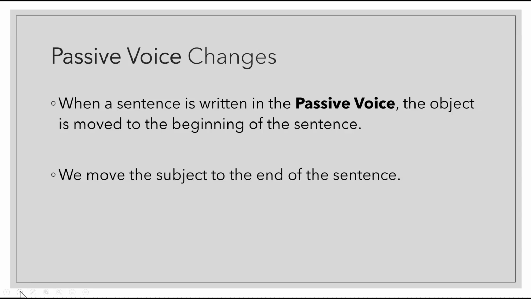Now, passive voice is when the object of a sentence is moved to the beginning. So instead of being subject, verb, object, we have object, verb, subject. So we move the subject to the end of the sentence and we move the object to the beginning of the sentence.